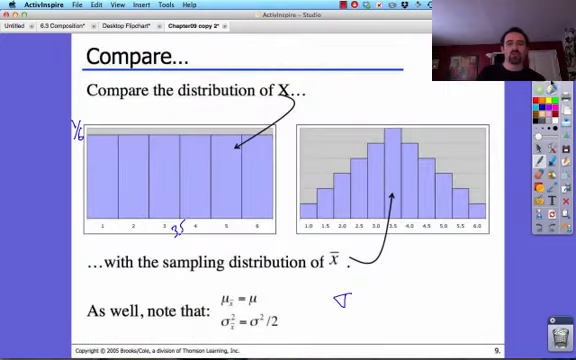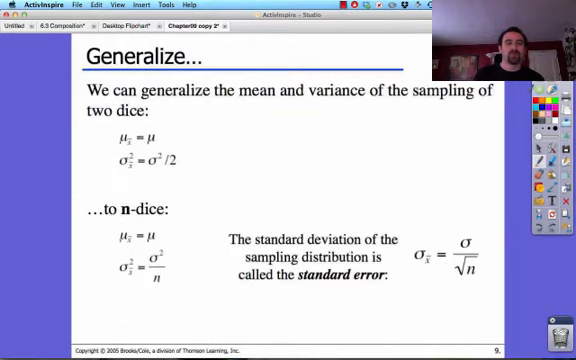Okay. So when I roll 1 die, the average is still 3.5. When I roll 2 dice and take the average, the standard deviation goes down by a factor of the square root of 2. The mean stays in the same place. So the mean of the sampling distribution of size 2, when I roll 2 dice and average them, is the same as the mean of the original distribution of rolling 1 die.